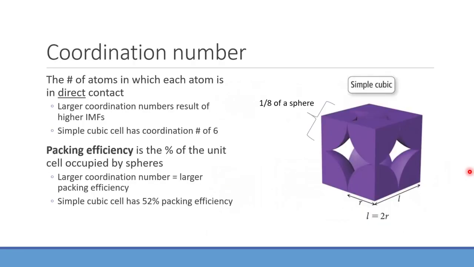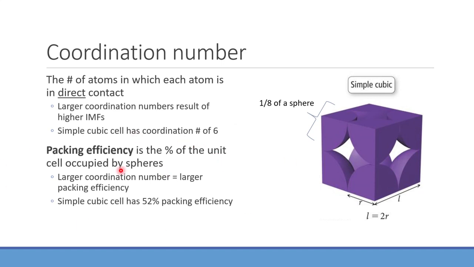To start off by classifying these cubic structures, we're going to look at the number of atoms within each cell and the number of atoms with which each atom is in direct contact. These are the 2 things that we really care about. The number of atoms with which each atom is in direct contact is the coordination number. And a larger coordination number usually leads to higher forces holding these things together. A simple cubic cell has a coordination number of 6.